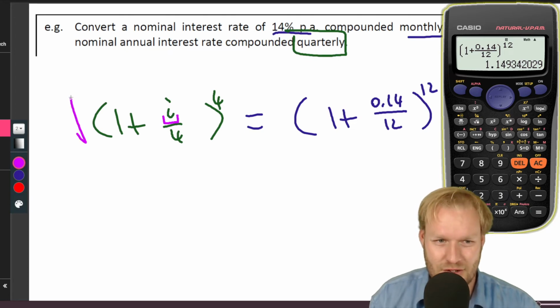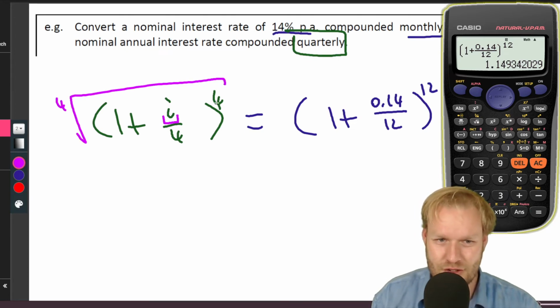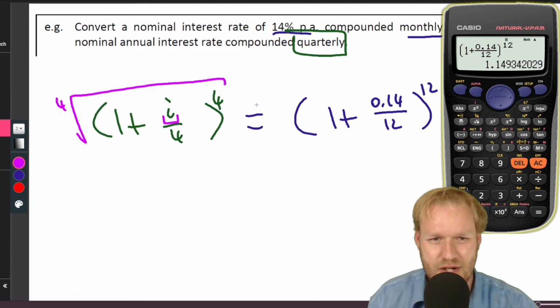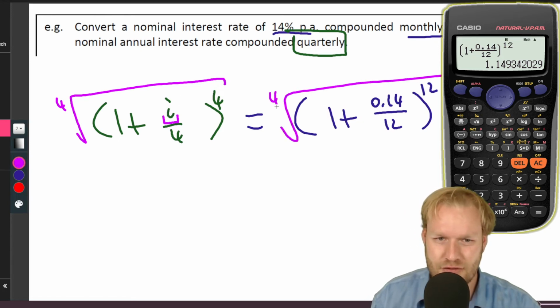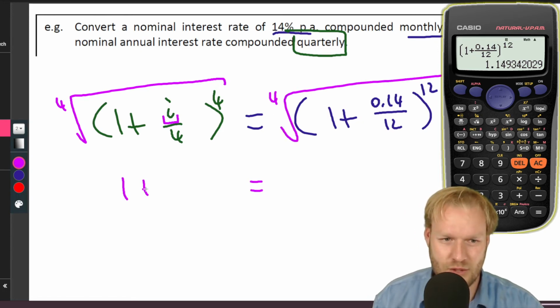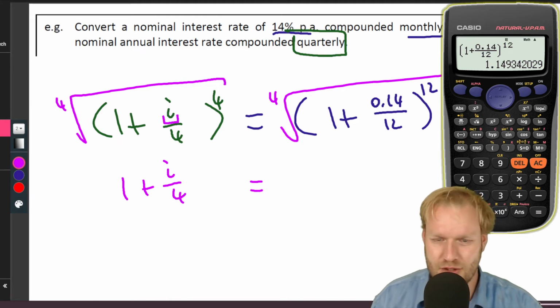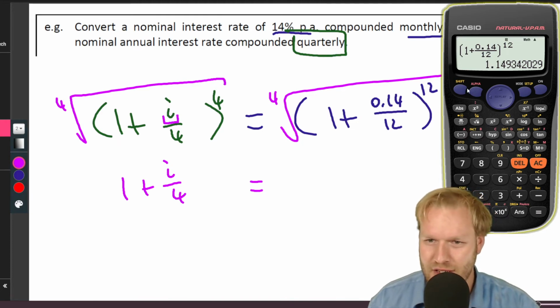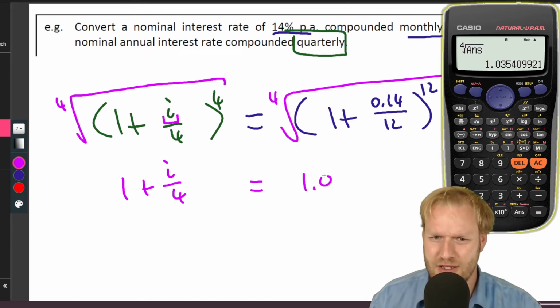So the first thing we're going to do is take the fourth root, because we need to work our way into i. So let's take the fourth root of each side. And we've got 1 plus i to the 4 equals whatever our calculator tells us. Shift, 4th root, Ans, equals that number. Now you could write it down if you wanted to, but it doesn't really matter because we know it's being stored in the calculator.